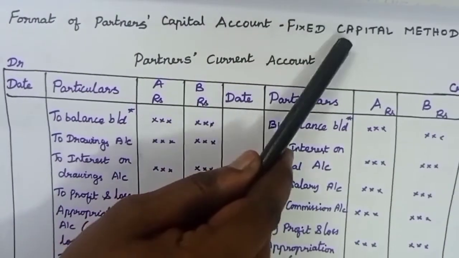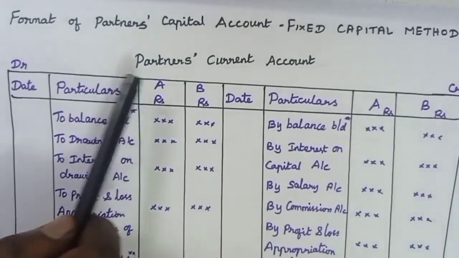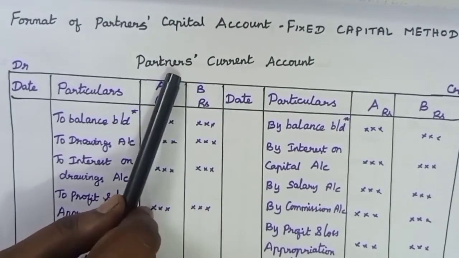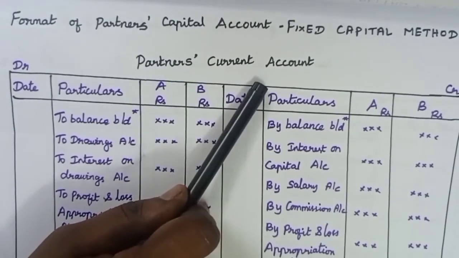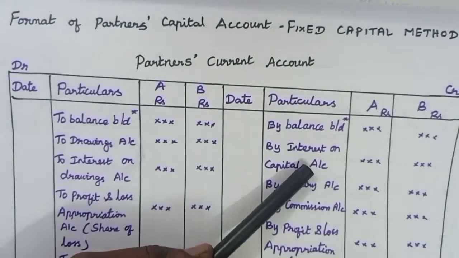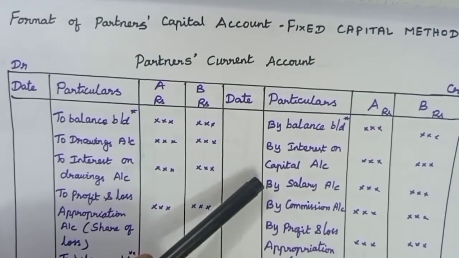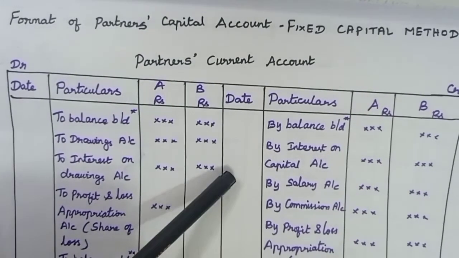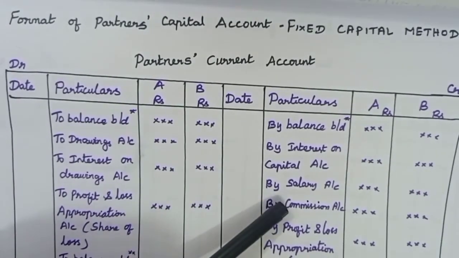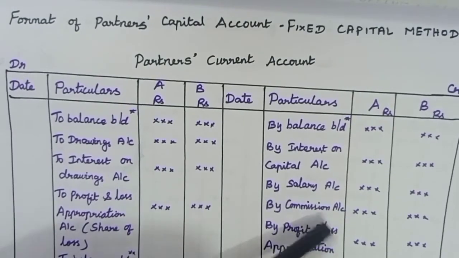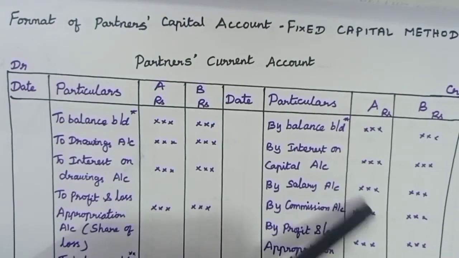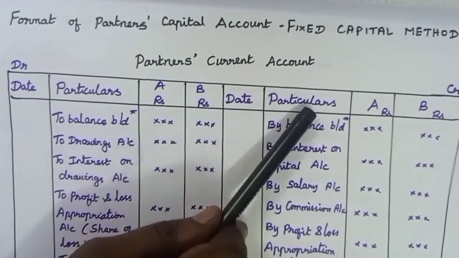Under fixed capital method, we need to open one more account, that is partners current account. In this partners current account, all the other transactions related to partners and the business will be shown. Any transaction which is beneficial to the partner will increase the capital of the partner and it will be recorded on the credit side of the partner's current account.